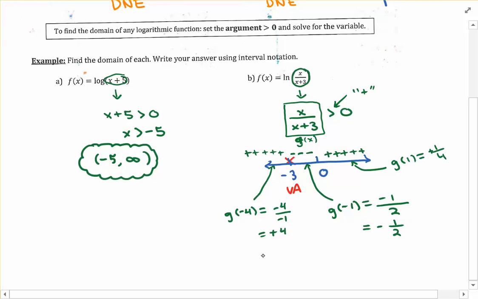We're going to do some interval notation here. Here's the domain of f of x equals the natural log of x over x plus 3: (-∞, -3) ∪ (0, ∞).